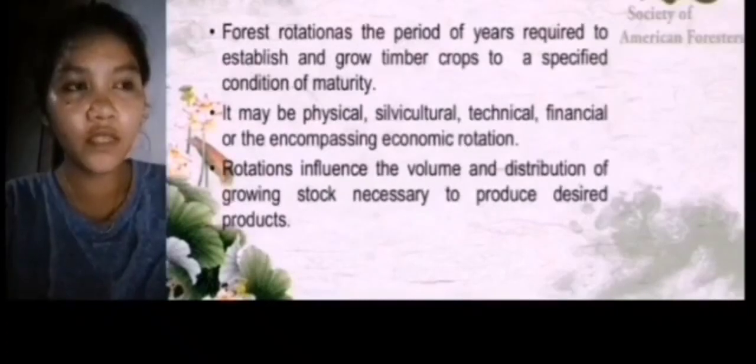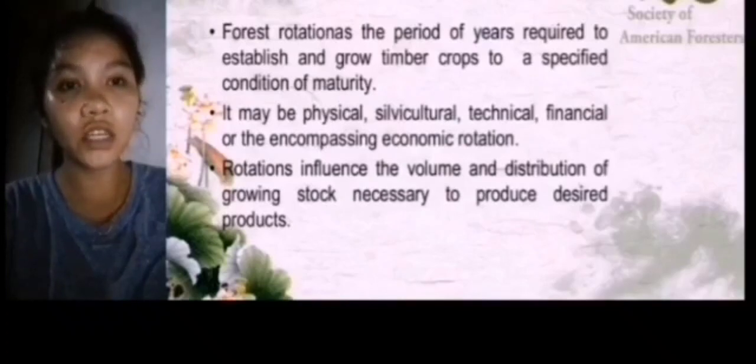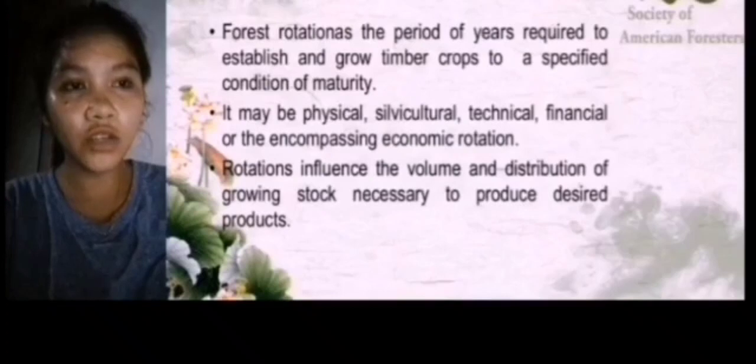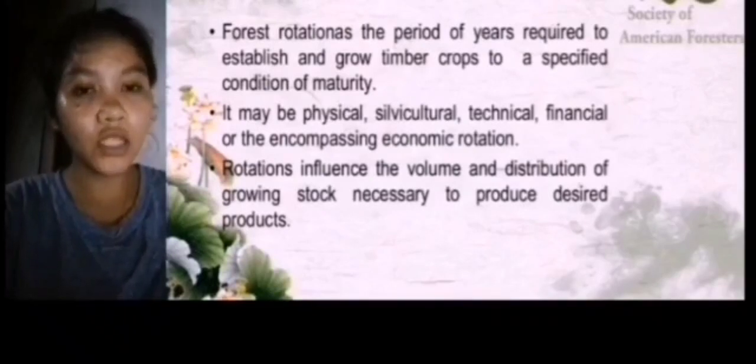So according to Davis 1966 of the American Forestry Society, forest rotation is the period of years required to establish and grow timber crops to a specified condition of maturity.